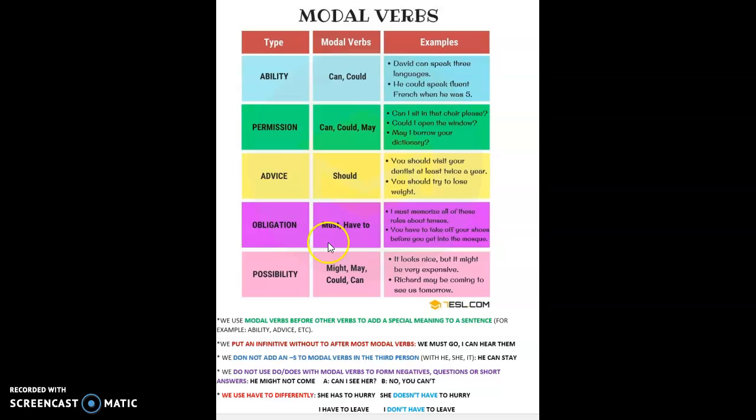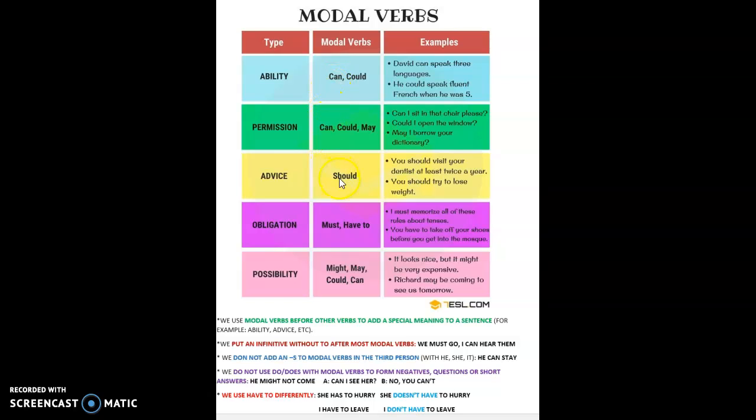Then you have other verbs that are connected to possibility. Might, possibility in the present or in the future, may. Then you have could and can, but we are going to see them in the following weeks, not today. All these are the modal verbs in the present.